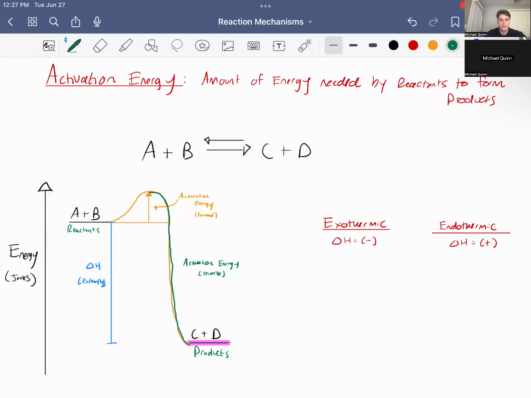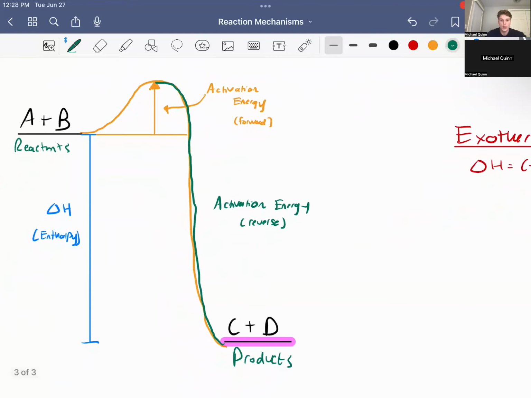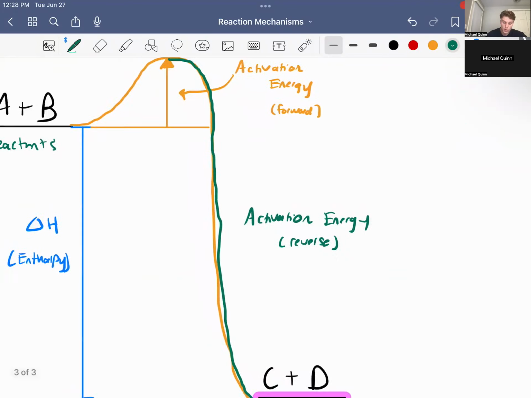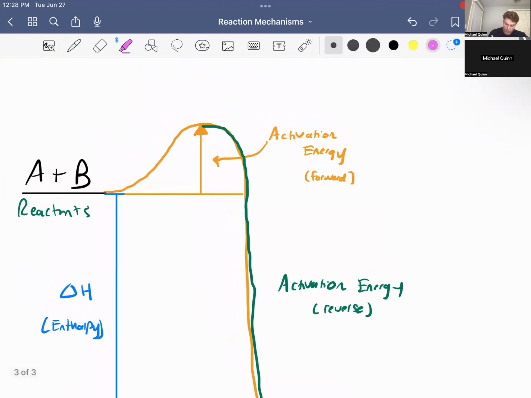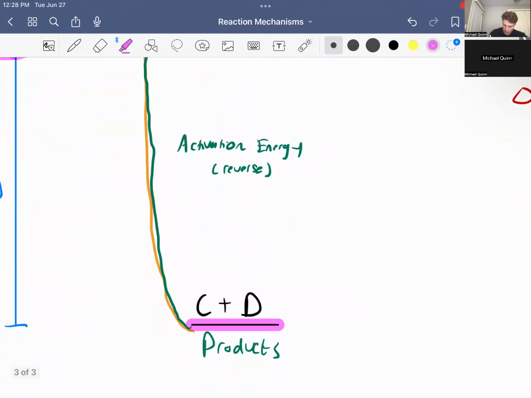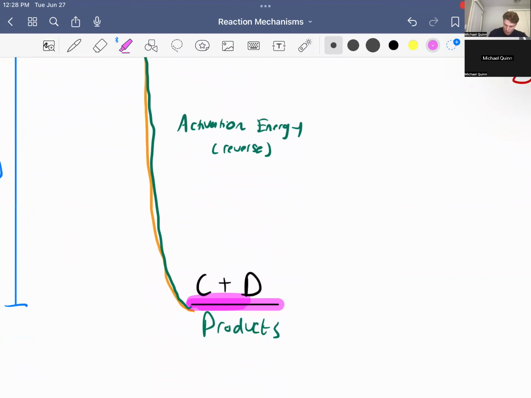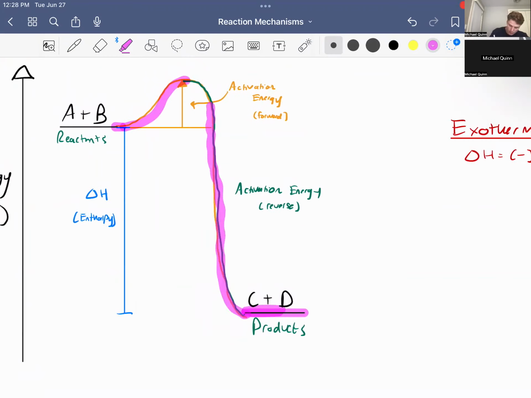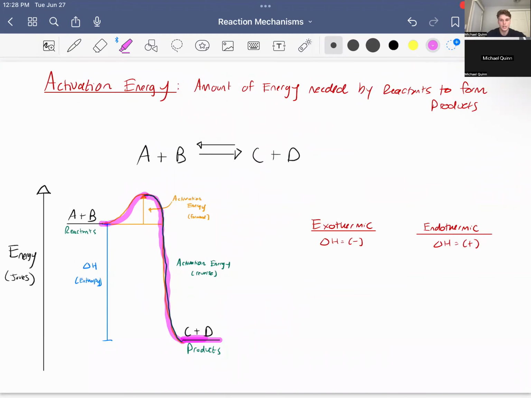So a simple way to solve for activation energy, whether you're going in the forward or reverse direction, is simply from your starting point to the top of that energy hump. So if we want to run this in the forward direction, it would simply be from our starting point to the top. And if we want to run this in the reverse direction, it is our starting point to the top. That is our activation energy forward and reverse. And again, activation energy is the amount of energy needed from your starting point in order to run that reaction.